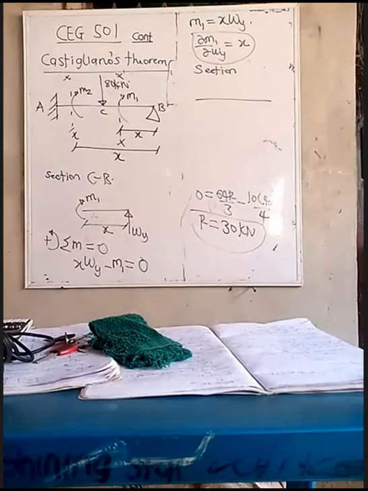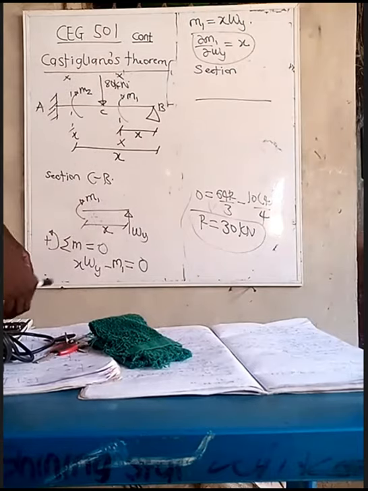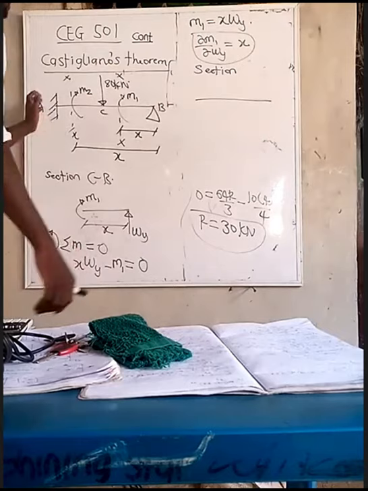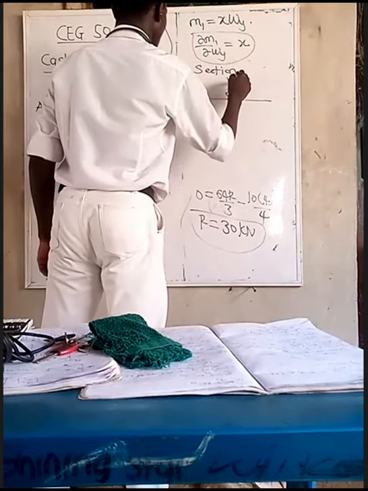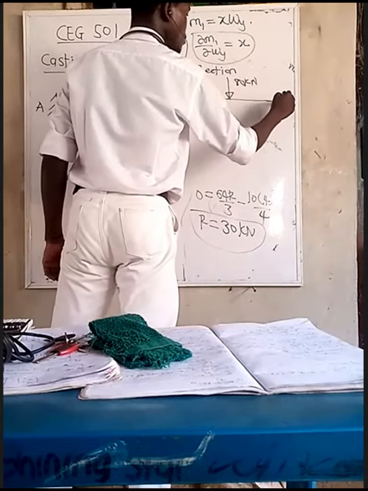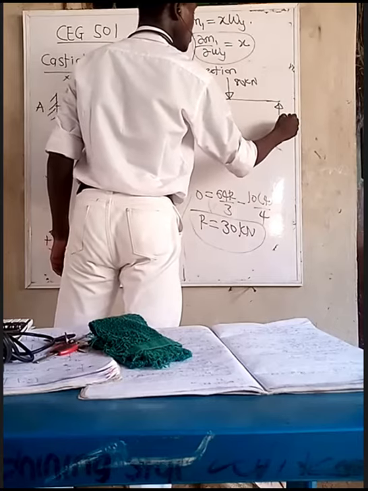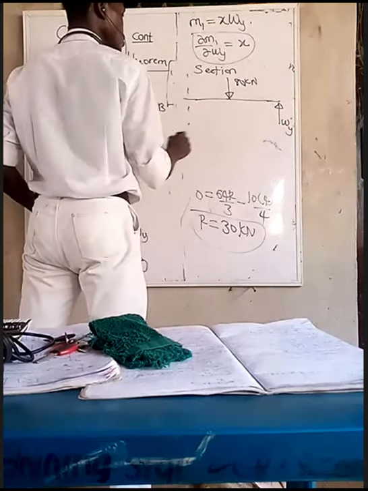Am I even supposed to use the section? I'm not supposed to use this sound section. That's supposed to be a section, but I believe you understand what I'm trying to say. CD, AD, AT, kilonewton, WY. Now, this is a section.